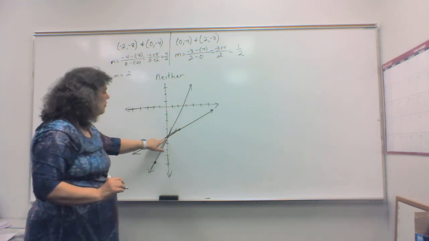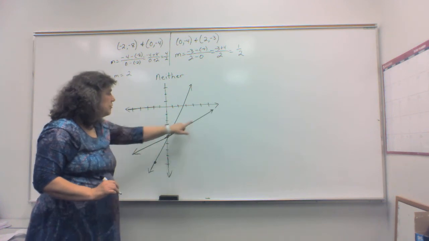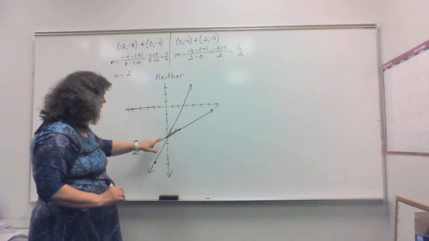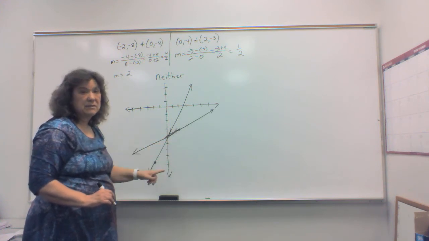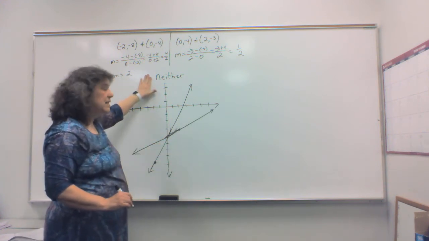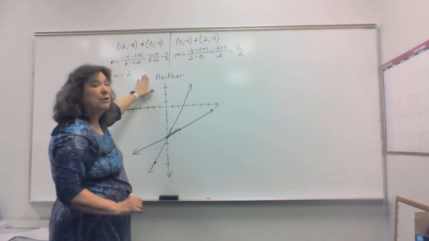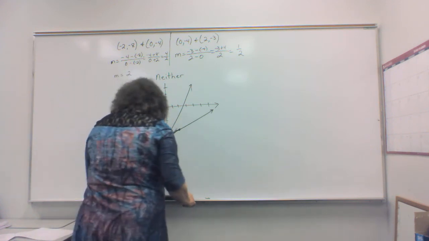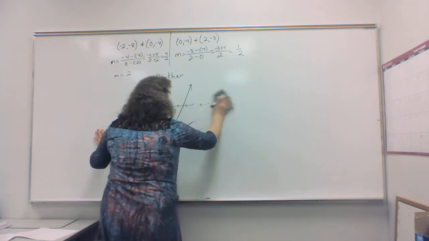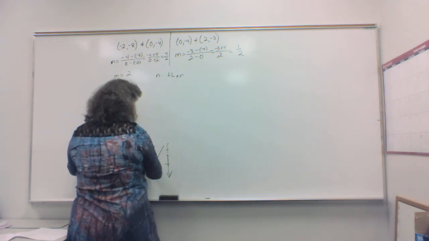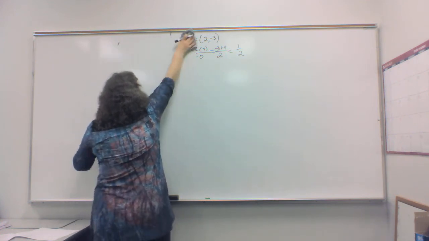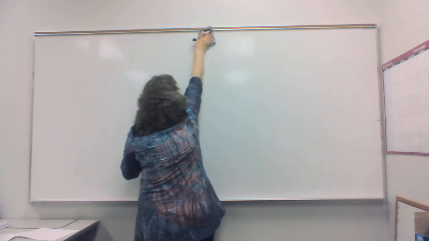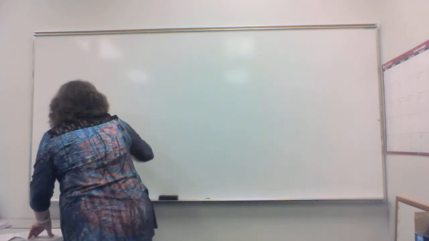Notice it does have a point of intersection, and they're both positive slopes, so that's good. And notice at the point of intersection, I don't have 90-degree angles. Therefore, just like it's said up here, it is neither perpendicular nor parallel. Okay, let's do one more. And let's see what happens on this one.